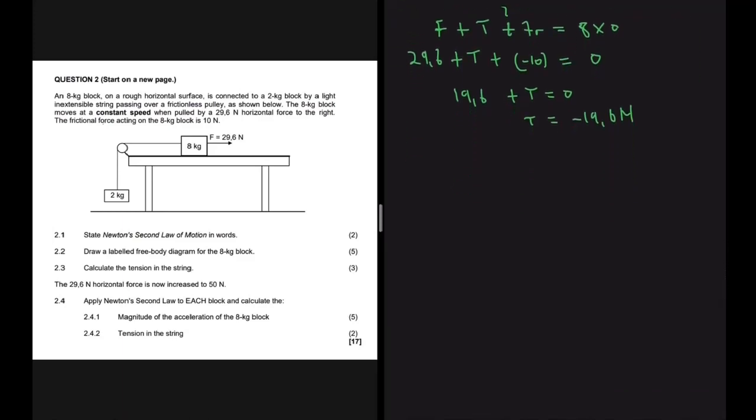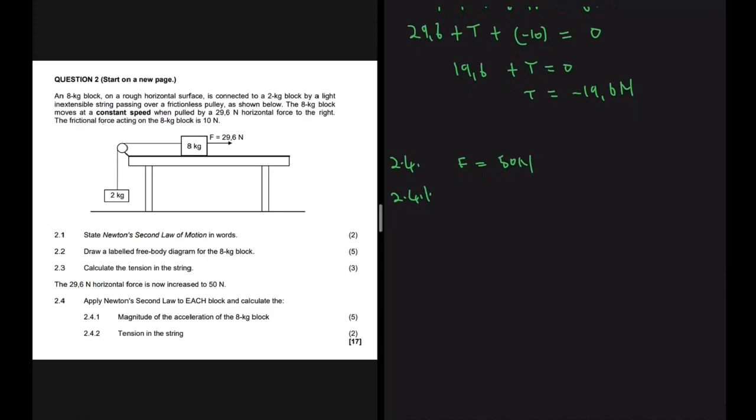So let's move ahead. For 2.4, they say that the force we have is now increased to 15 Newton, so F equals 15 Newton. 2.4 says apply Newton's second law to each block and calculate them. 2.4.1 then says the magnitude of the acceleration of the 8 kg block. So let's start with the 8 kg block and see if we can get the acceleration using the 8 kg block only. If we cannot, then we'll involve the 2 kg block.